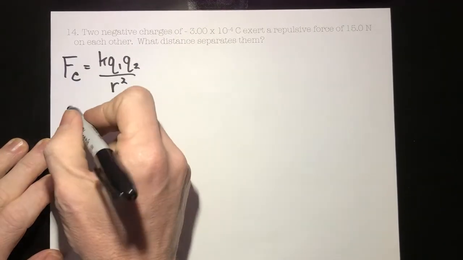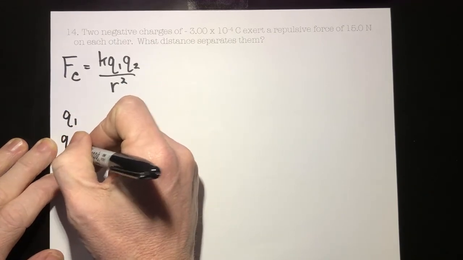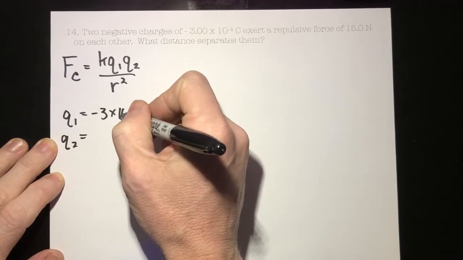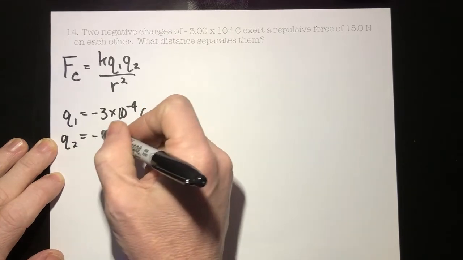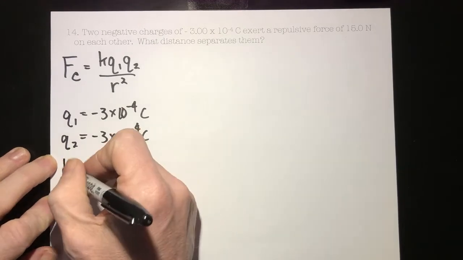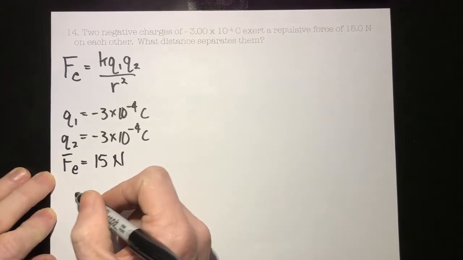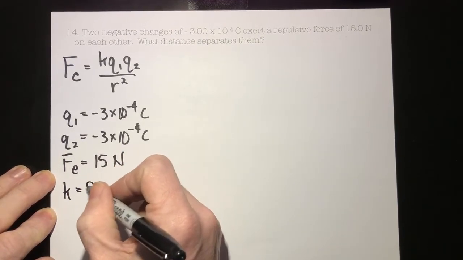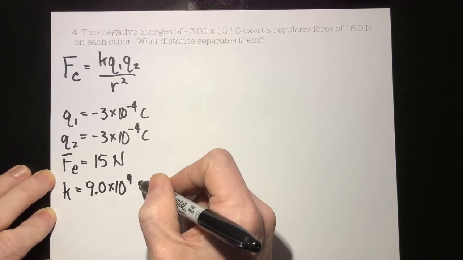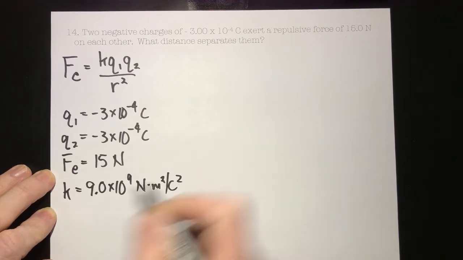Now, if we identify what we're given, we have two charges, so both charges, Q1 and Q2, are both negative 3 times 10 to the negative 4th coulombs. The electrostatic force is given to us as 15 newtons. And then, of course, we also have Coulomb's constant, which is always 9.0 times 10 to the 9th power newtons times meters squared divided by coulombs squared.